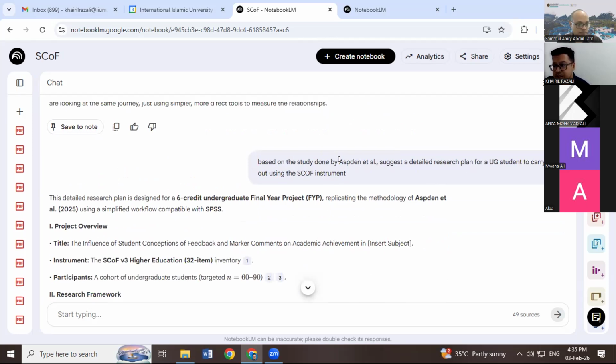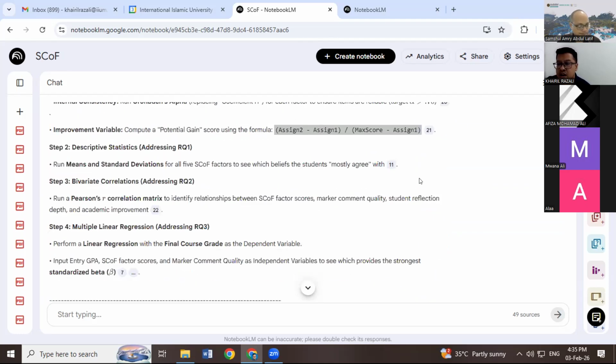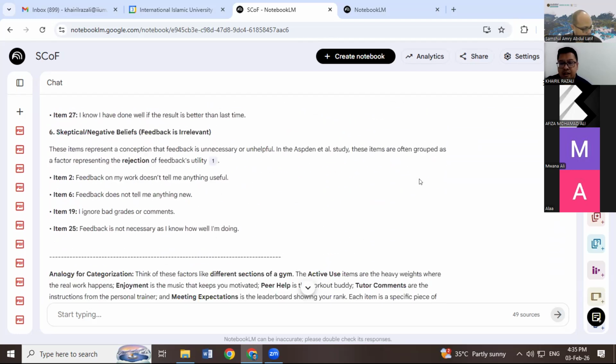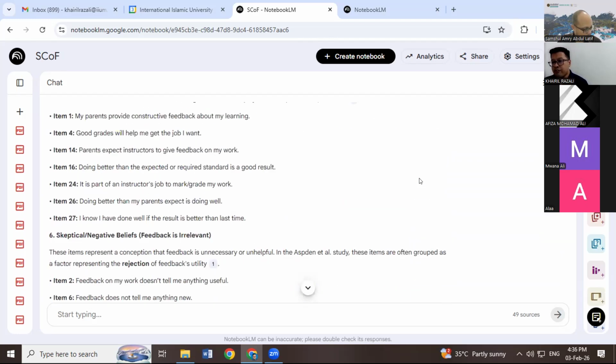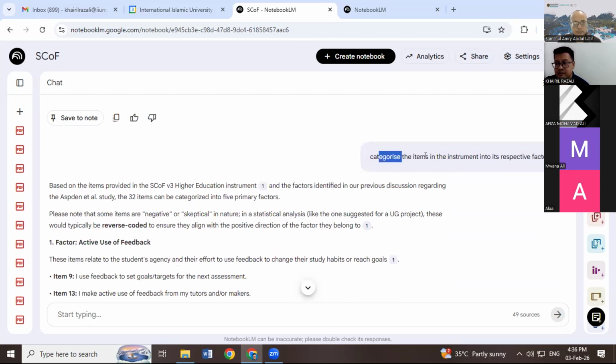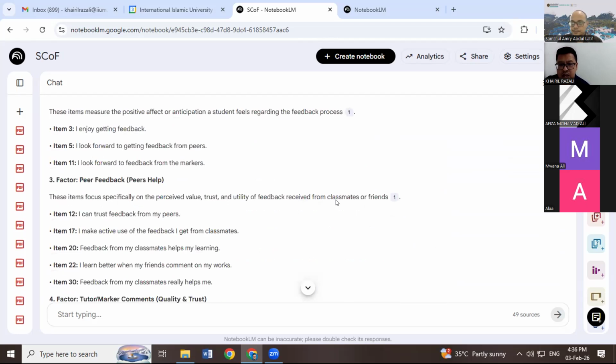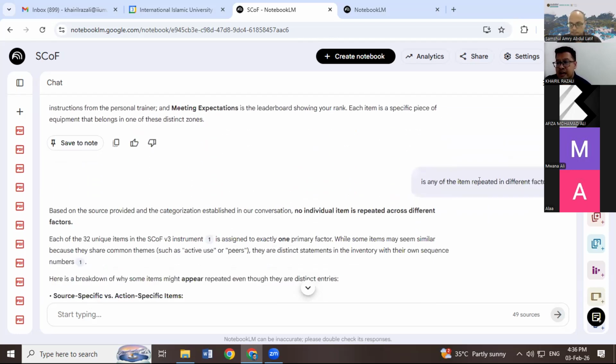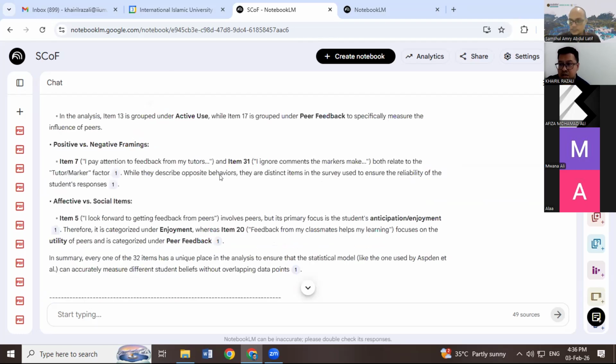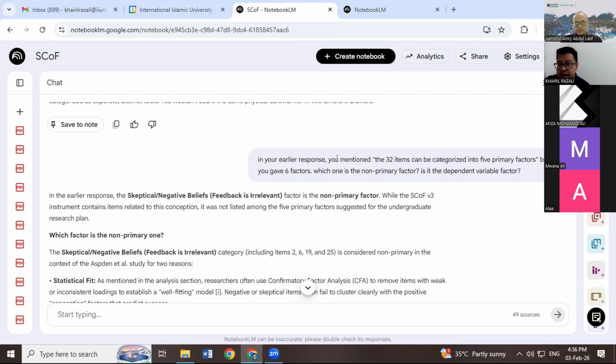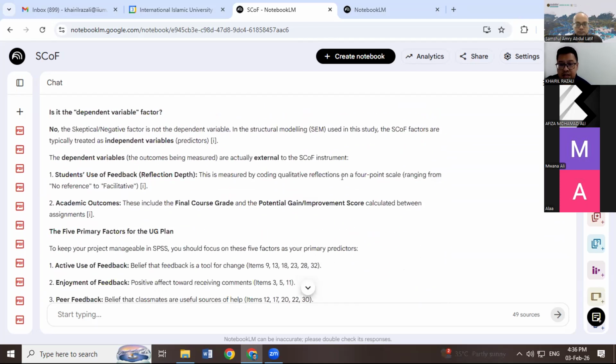Okay, so this is another question, about Aspen et al., using the instrument specifically. So there are a lot of questions that you can ask, and they will give you a lot of items. This is categorizing items in the instrument into the respective factors. When I checked, I found that there are items that are repeated, and over here they mention that. Here I questioned the feedback given: you mentioned 32 items categorized into 5 primary factors, but you gave me 6 factors. So I asked which one is the non-primary factor. Is it an independent or dependent variable factor? So these are the explanations given.